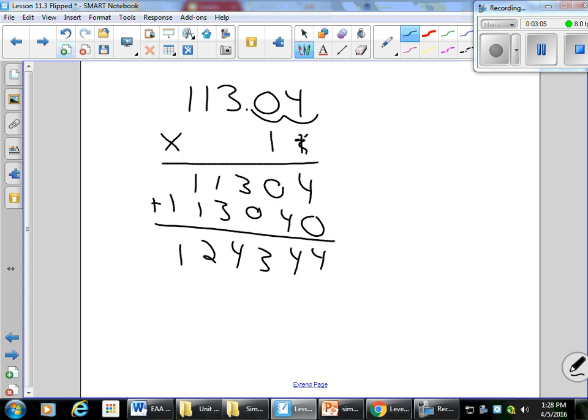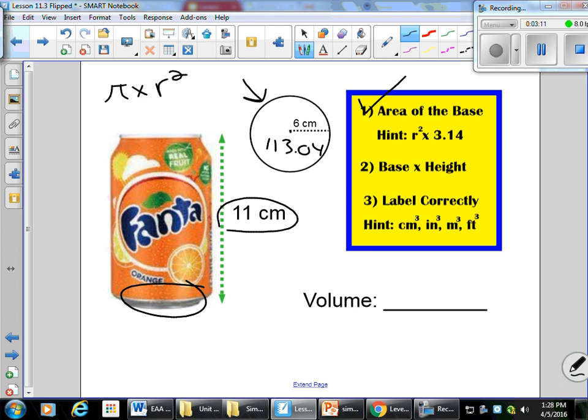2 numbers after the decimal. Move that. 1,243.44. 1,243.44. Label this correctly. I'm in centimeters. Centimeters cubed. That is how you find the volume of a cylinder. Let's do another problem. Some more practice.